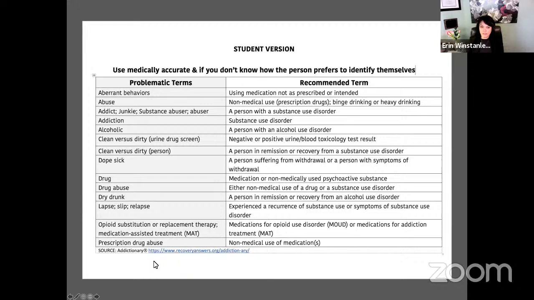You should have received some recommended language in your handout. It's really important to consider using medically accurate, patient-centered, respectful language in communicating with patients that are using alcohol or drugs and may have a substance use disorder. Using terms like addict and junkie is derogatory and really needs to not occur. You can use terms like a patient with a substance use disorder. It's also medically inaccurate to talk about a dirty urine drug screen. So think about using terms like a positive or negative urine or blood toxicology test result.